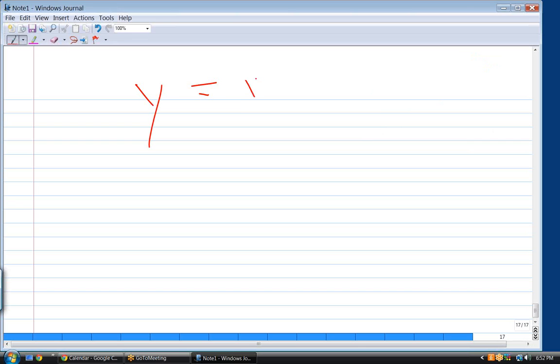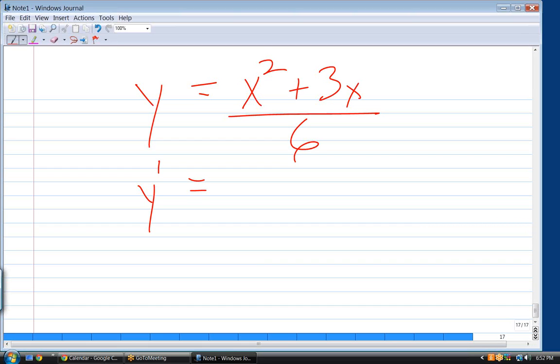Even problems something like this. How would you find y prime? Do I have to use the quotient rule? You could, but the best thing to do is just separate that into two polynomials, like that. And now just use the power rule on each one.